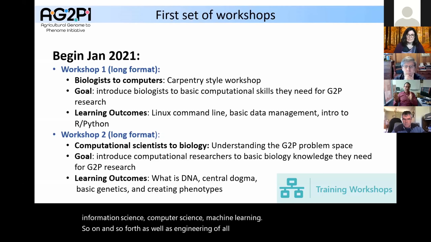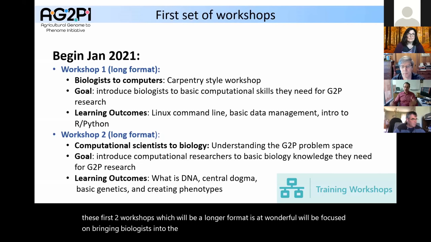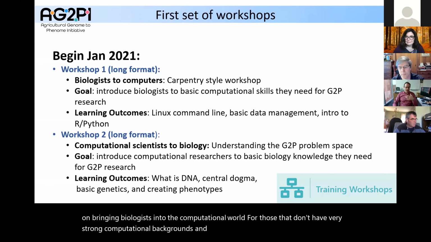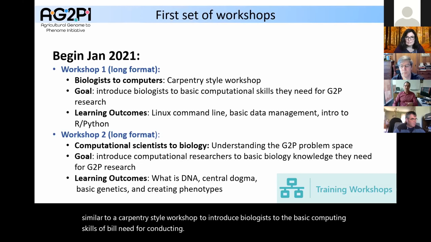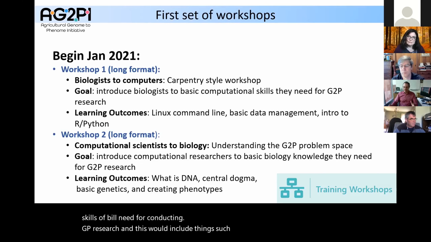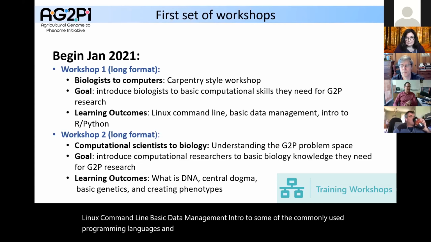And so what we imagine for these first two workshops, which will be a longer format, is that one of them will be focused on bringing biologists into the computational world for those that don't have very strong computational backgrounds. And we envision something that's very similar to a Carpentry style workshop to introduce biologists to the basic computing skills that they'll need for conducting G2P research. And this would include things such as, how do you get started on the Linux command line, basic data management, intro to some of the commonly used programming languages and environments for conducting this work.